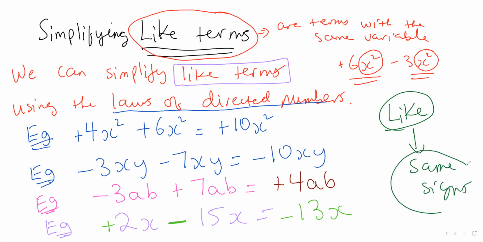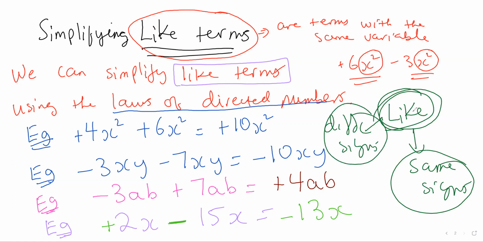Automatically we're going to use the same signs law, right? And I get this misconception a lot. No, once they are like terms, there's two possible laws we could use. There's the same signs law and there's the different signs law. So don't forget that. Once it's a like term, it's not always the same signs law.